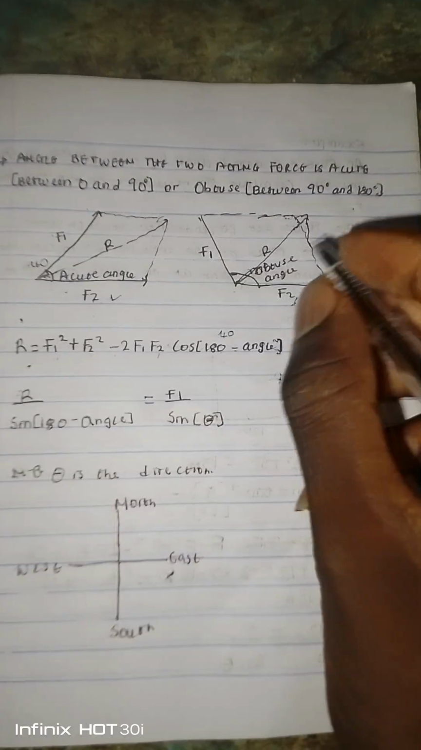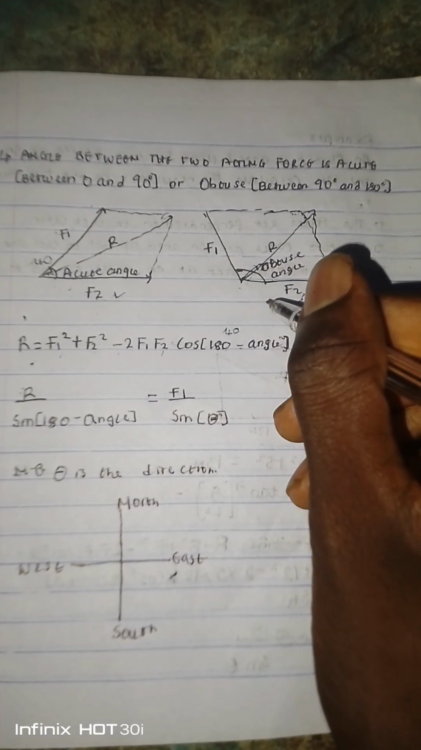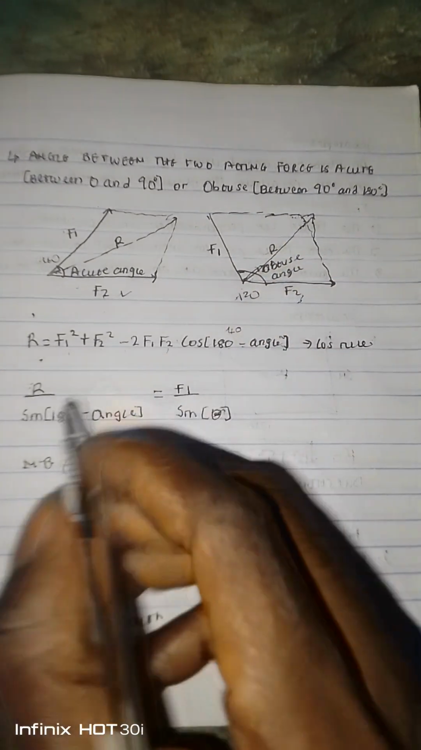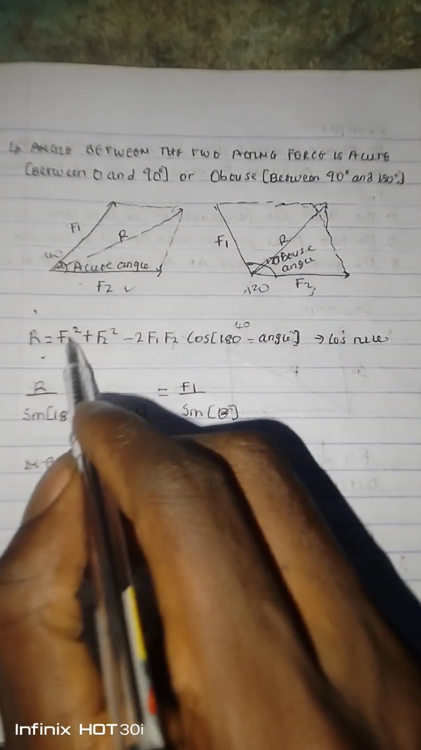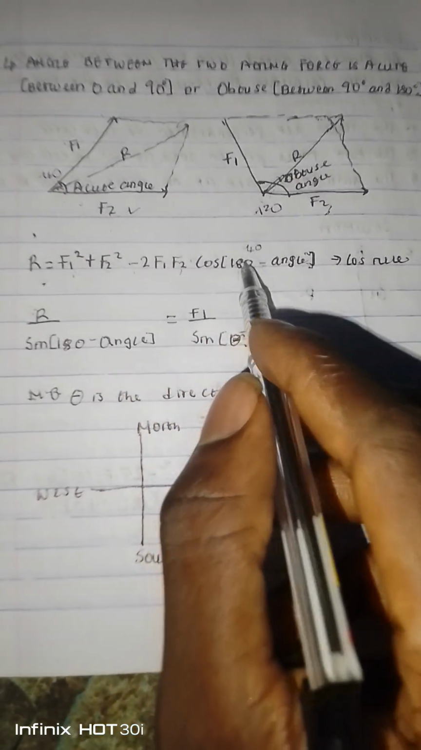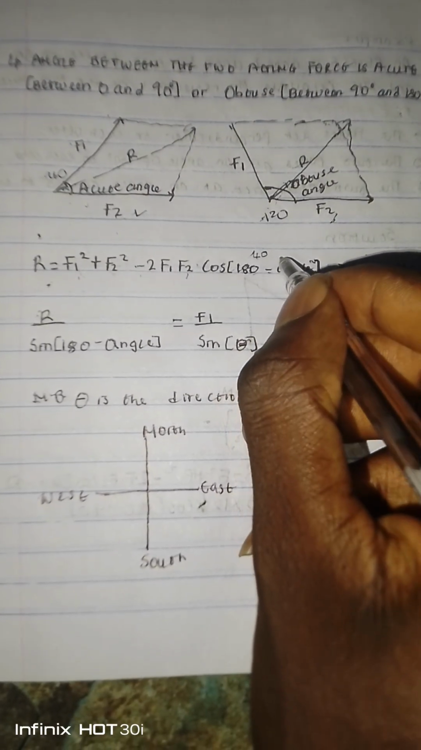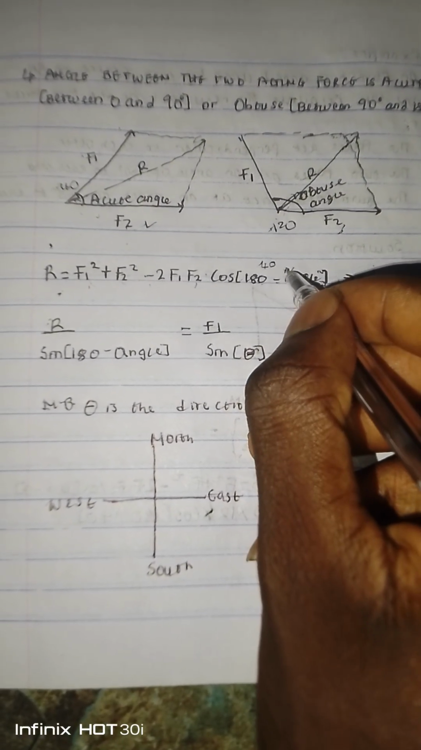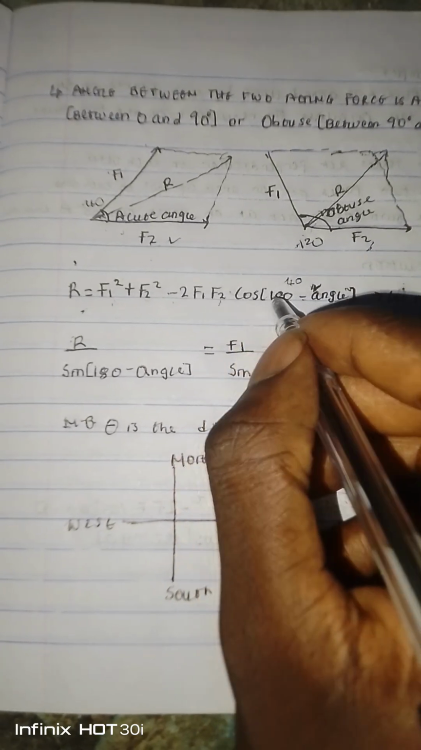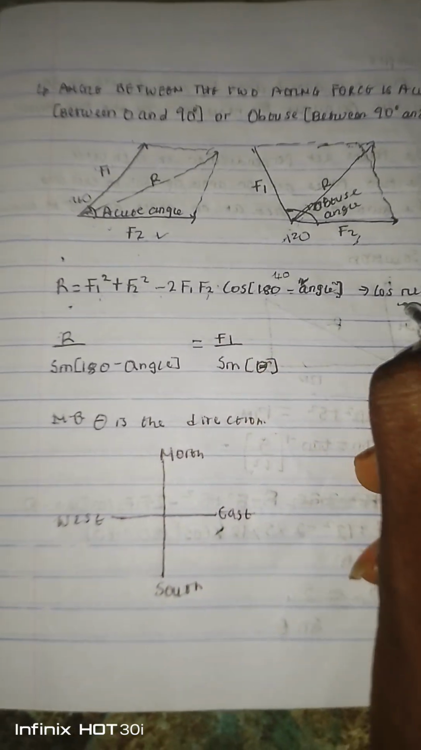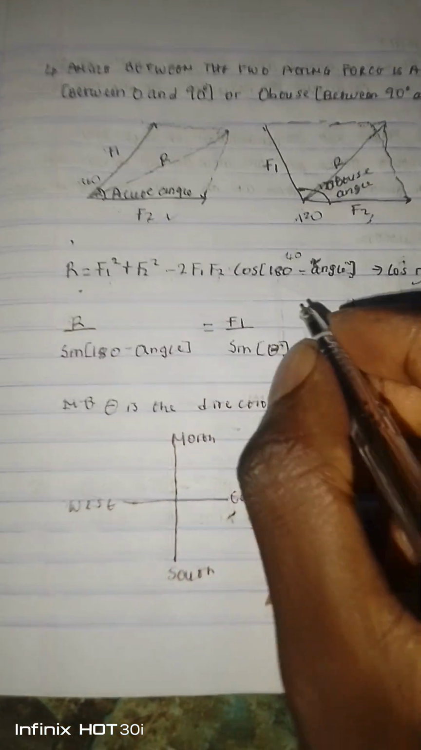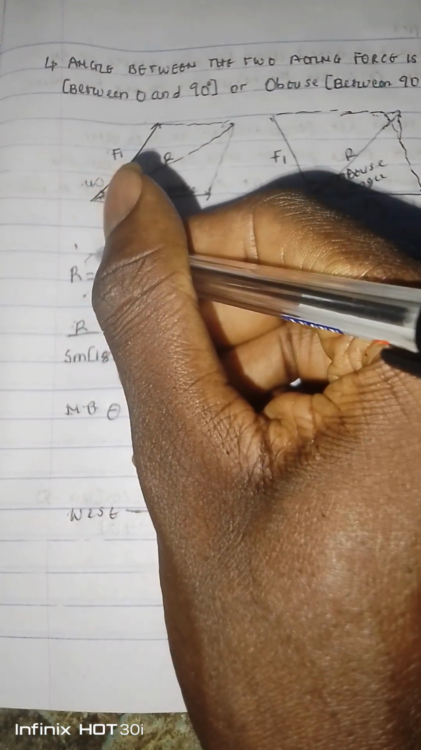So let's assume the obtuse angle is 130 here. You are still going to put R. The resultant is what? F1 square plus F2 square minus 2 F1 F2 cos 180 minus what? 130. Take note, minus the angle. Many people, because they're rushing, JAMB will always set this trap. They're rushing, they just come here and write cos of the angle instead of 180 minus angle. This is for the resultant. Resultant is magnitude. Remember I said a vector has both magnitude and direction. So after getting the magnitude, you now come and find the direction.